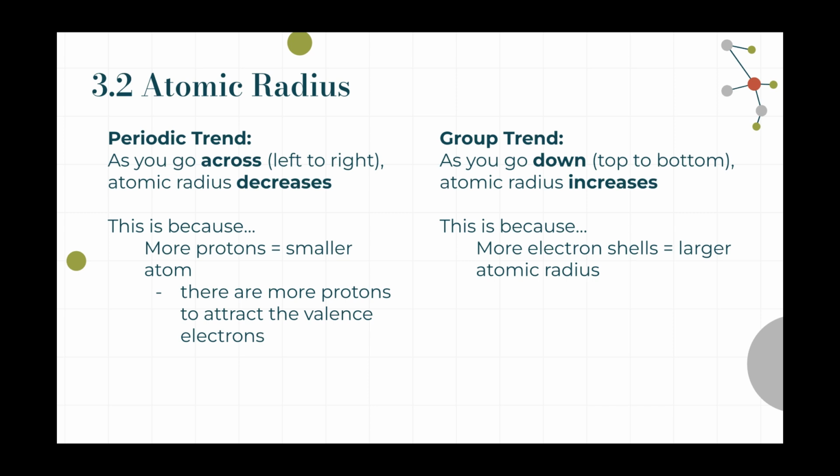And as you go down the periodic table, the atomic radius increases. This is because when you're getting more shells, you're getting a larger atomic radius because you're basically increasing your distance. You're just increasing your radius.